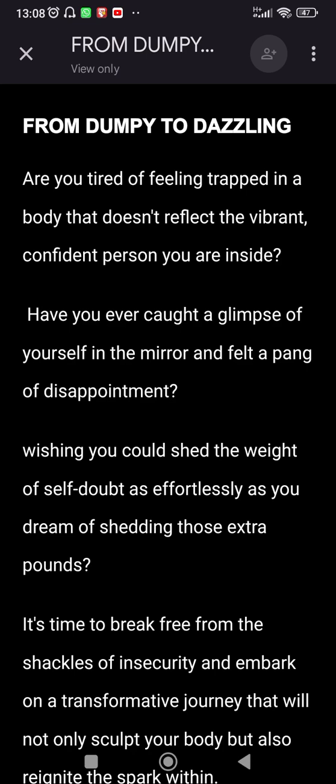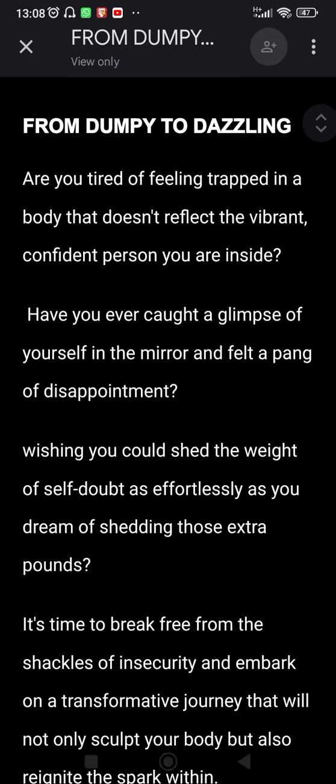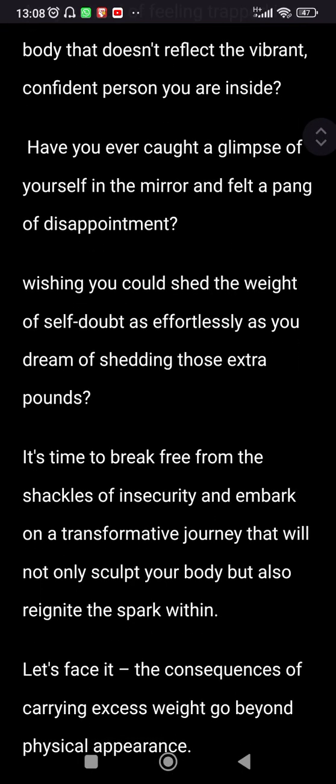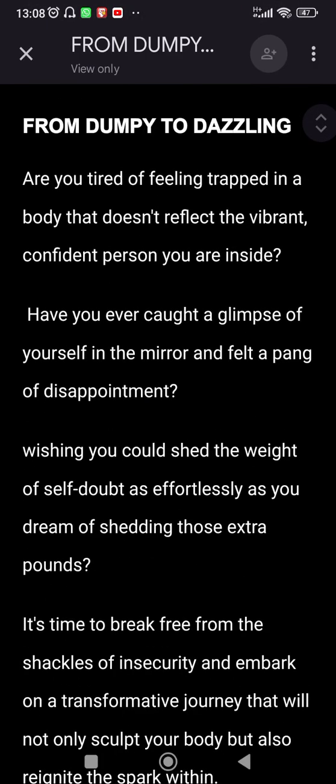So there are many ways you can write subject lines. But let's look at this one, "From Dumpy to Dazzling." So I want to assume this is a subject line. This is not a good subject line. It is not good because, compared to what the email is about, it does not give any idea about what the email is about.